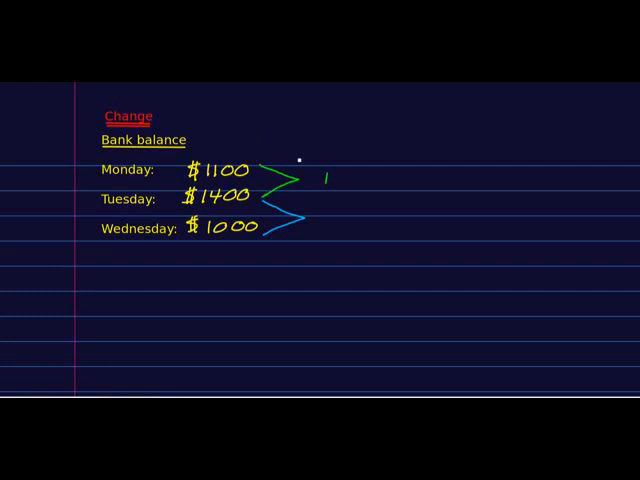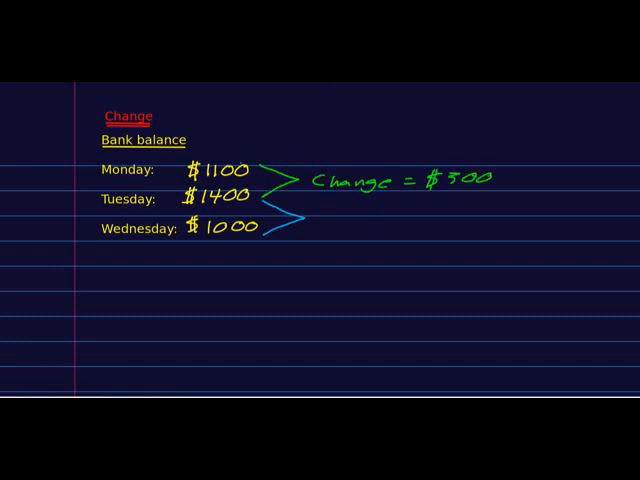Motion is all about change, so let's take a moment to carefully define change. And we'll work with something maybe more familiar, a bank balance. So let's say on Monday your bank balance is $1,100 and on Tuesday it's $1,400. I think you'll agree with me that the change is $300.